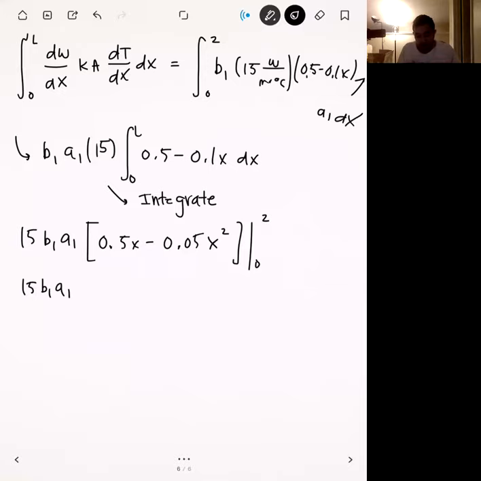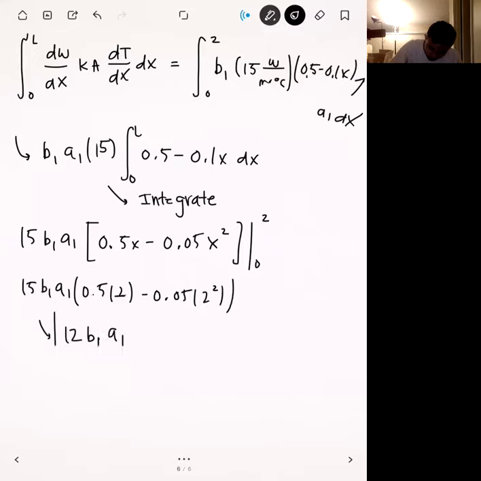Now we have 15 times b1 a1 times 0.5 times 2 minus 0.05 times 2 squared. And then we have the same thing evaluated at 0, but it's all zeros. So we have 1 minus 0.05 times 4, times 15. Overall, this gives us 12 b1 a1. And so that's the first integral.